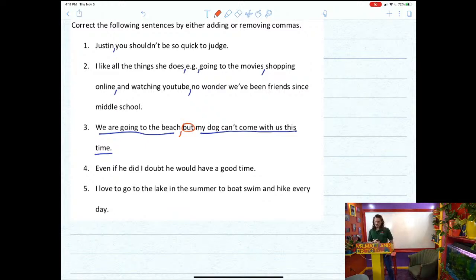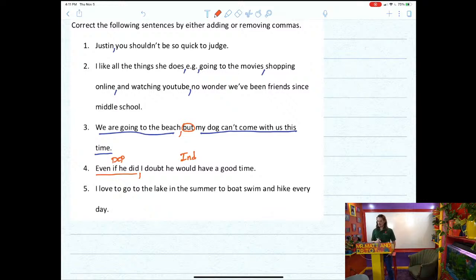Number 4, even if he did, I doubt he would have a good time. So even if he did, that's a dependent clause. If somebody came up to you and said, even if he did, it's even what, right? It's setting up a relationship between the two clauses, and then you're not giving me the second clause. So even if he did, dependent clause, I doubt he would have a good time, independent clause. So we have a dependent, comma, independent clause construction.